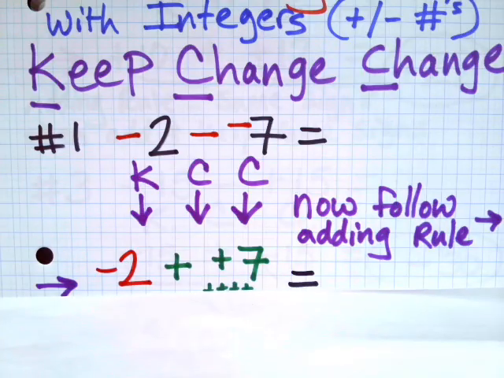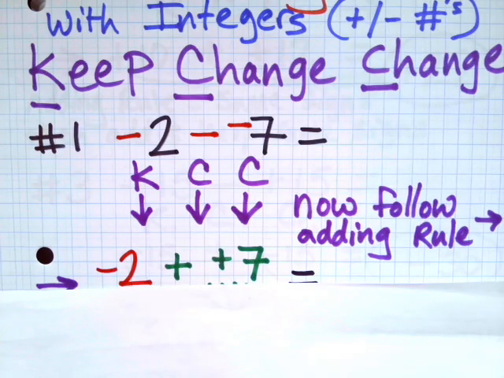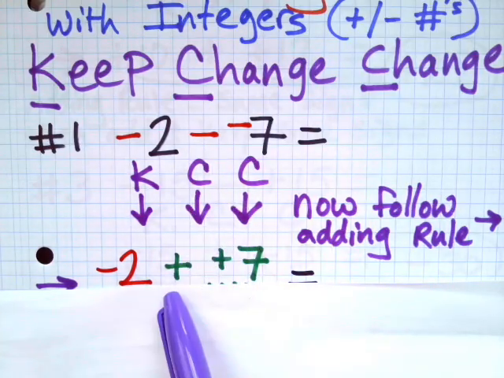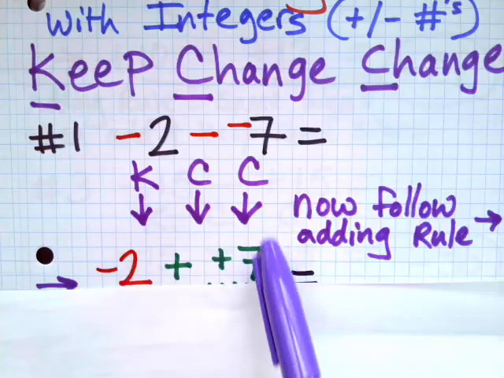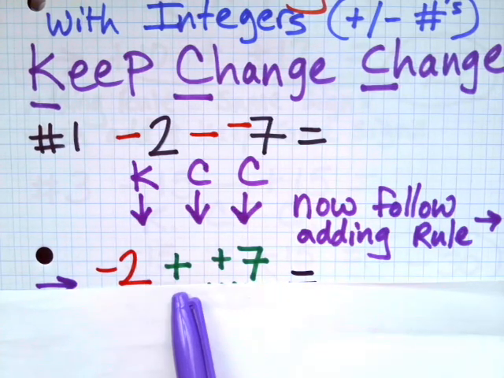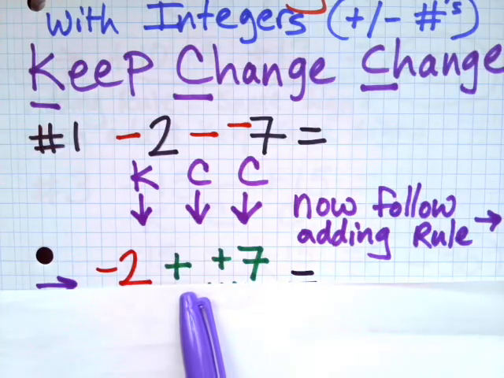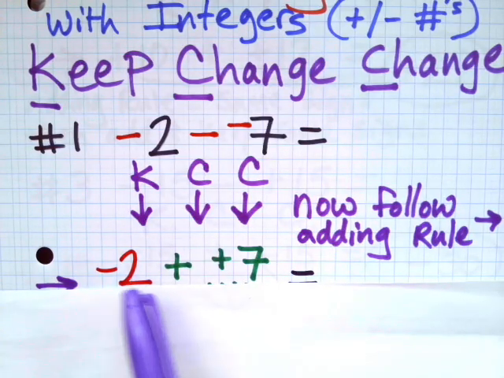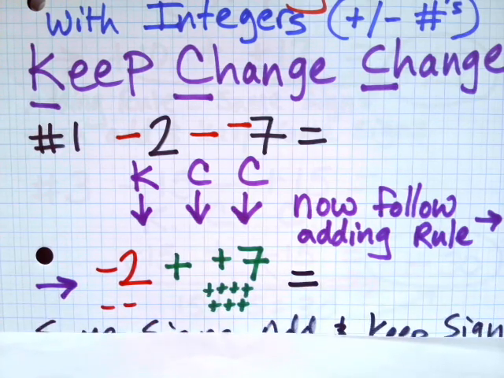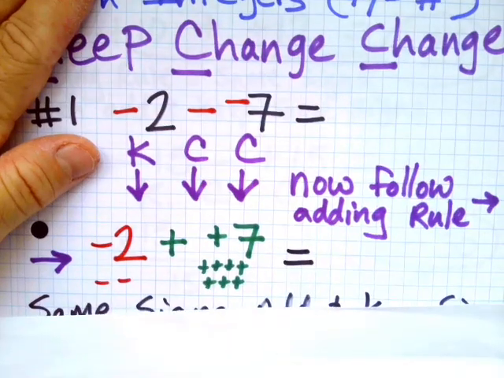Now you need to follow the addition rules, right? Negative 2, we keep it a negative 2. Change the subtraction to addition. That negative 7 is now changed to a positive 7. Addition rule: same sign, add. Different signs, subtract, and keep the sign of the larger. So which is larger?